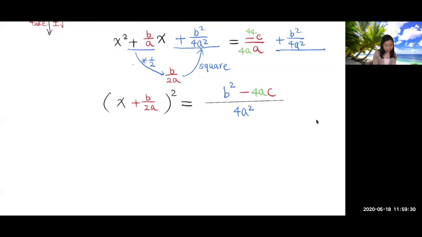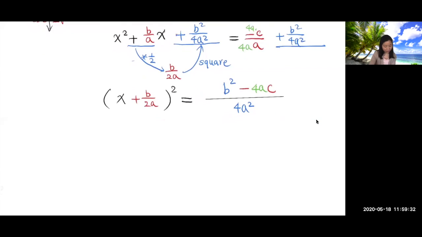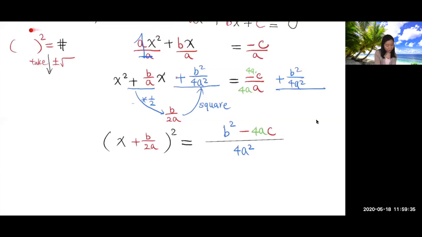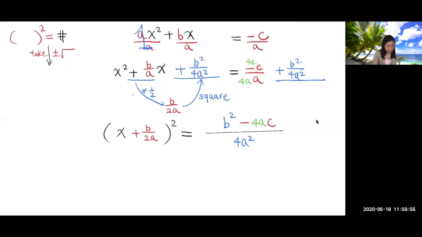Okay. Now after this, we're going to have this perfect square here, and this side will be a number. Think about those a, b, c as numbers. So this side is a square, right? To undo the square, what do we do? We take plus or minus square root on both sides to undo the square. So this side over here we got x plus b over 2a, right?